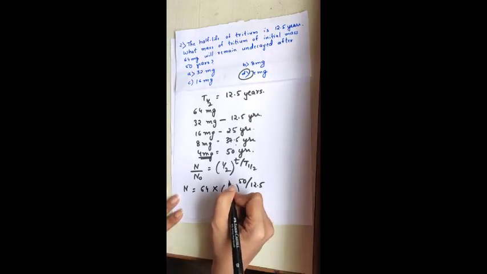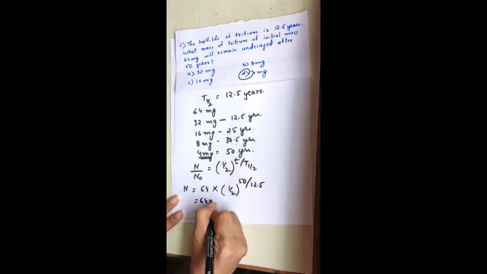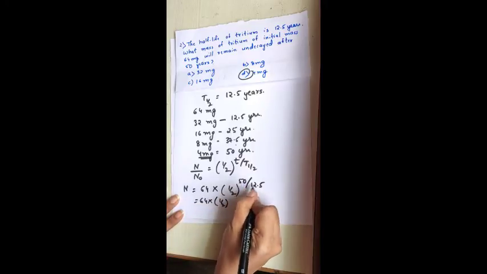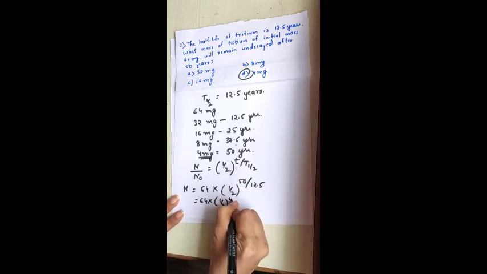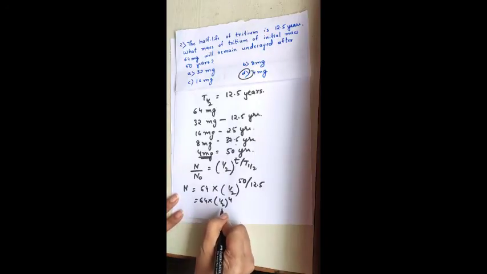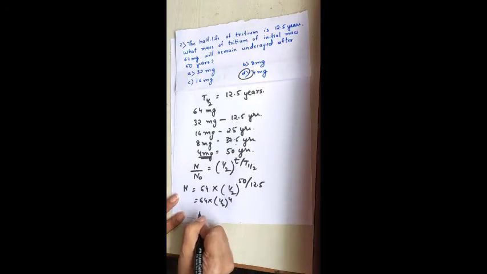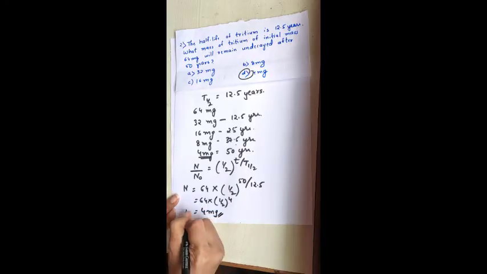So 50 divided by 12.5 is 4. So 1 divided by 16 it will be. So 16 ones are, 16 fours are. Again the answer will be 4 milligrams. Got it?